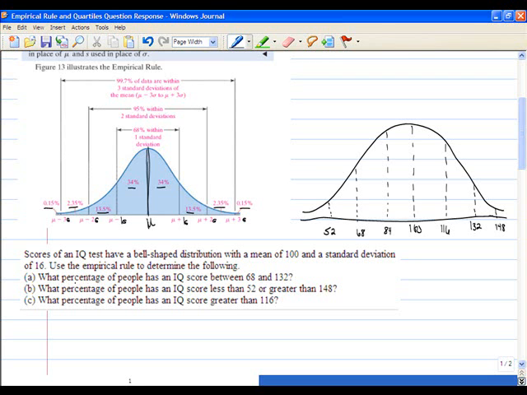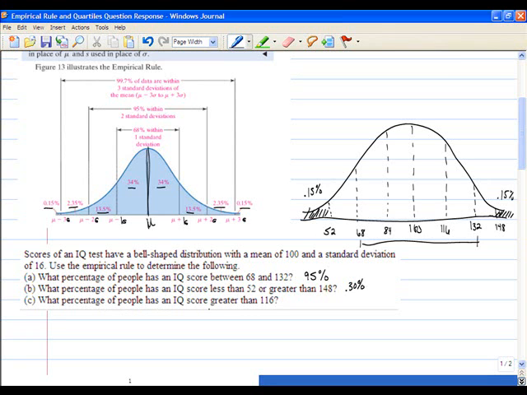Alright, so let's look at our problem here. It says, what percentage of people has an IQ score between 68 and 132? So between 68 and 132, that's the 2 standard deviation mark, so we will have 95% of the people with IQs between those 2 values for this particular IQ test. What percentage of people has an IQ less than 52 or greater than 148? So less than 52, we're looking at this region. Greater than 148, we're looking at this region. Well, these were our external tails over here. So 0.15% fell here, 0.15% fell here. So if we add the 2 together, we've got 0.30%.